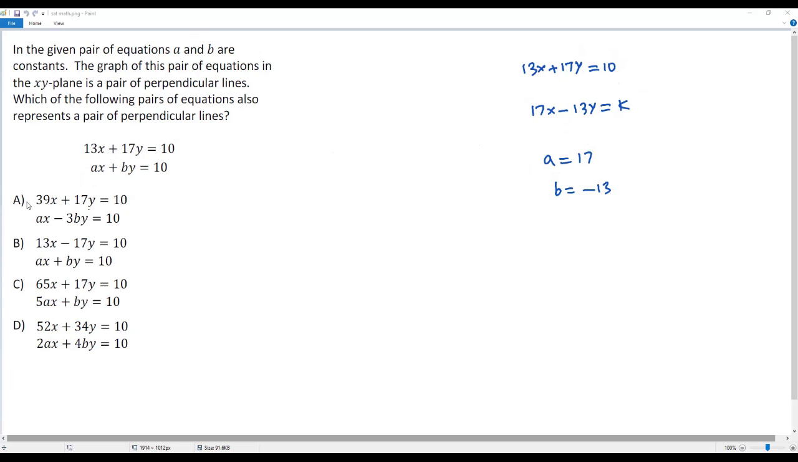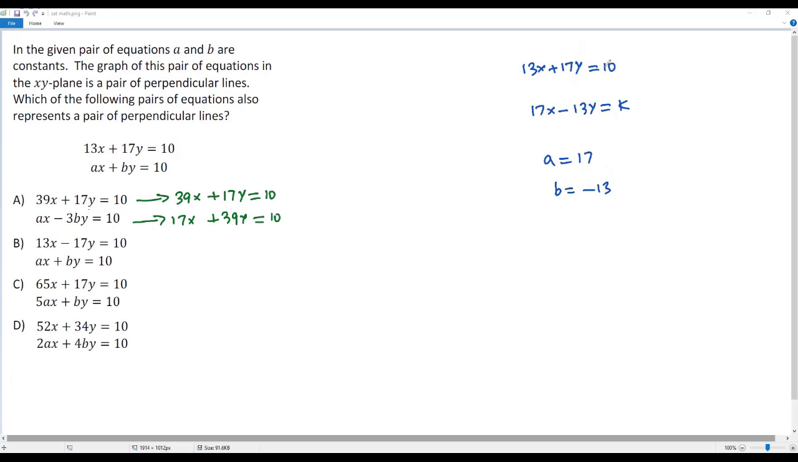Now let me consider answer choice A. Here, let me take the first equation as it is. That is 39x + 17y = 10. Now, in the second equation, let's plug in the values of a and b. Then for ax, we get 17x. And when I plug in -13 for b, I'm getting -3 times -13y. Then we get positive 39y = 10.